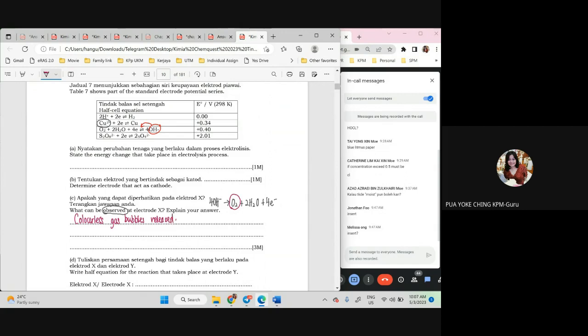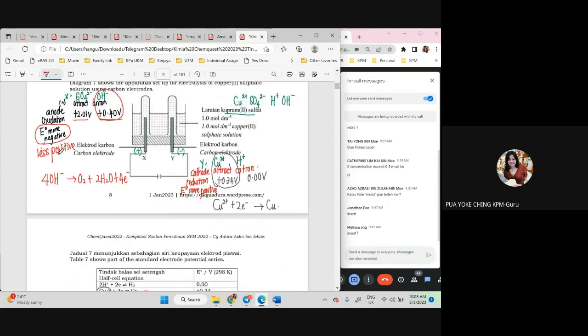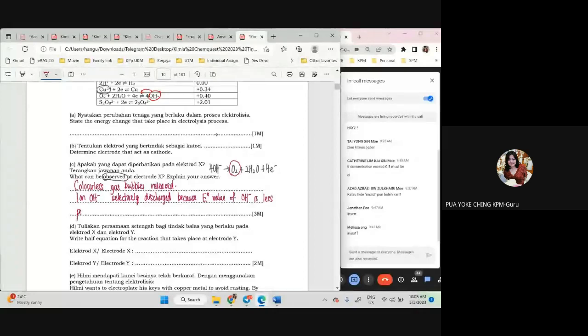Ada gelembung gas tidak berwarna terbebas di X. Okay, so you akan kata ion OH minus selectively discharge. Kenapa you pilih this one? Because E0 value of OH minus is less. Sekejap. Is less positive than SO4 2 minus ion.